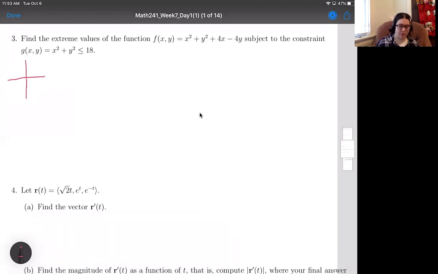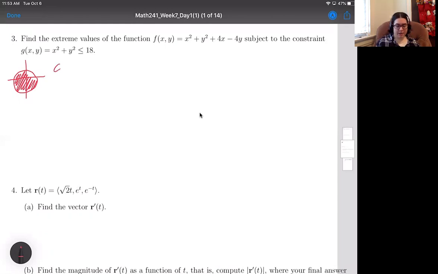I've got x squared plus y squared is less than or equal to 18. So that's like the circle of radius square root 18, and then everything that's inside that as well defines our region. And this region is closed.